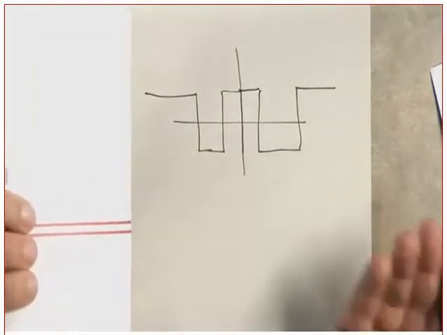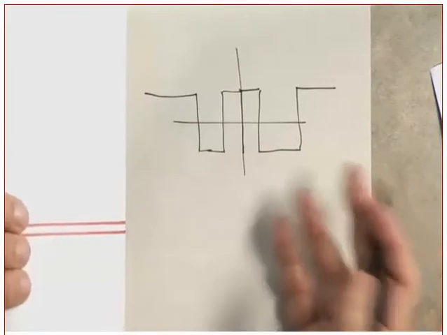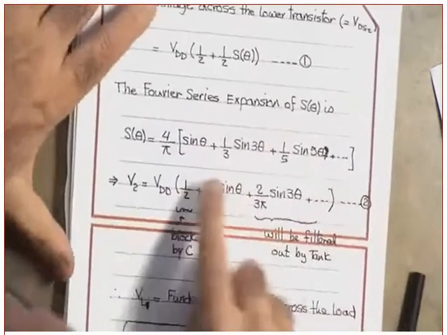Yes or no? Is there a DC? Do we get second harmonic? Do we get even harmonics? Only odd harmonics, which is this.